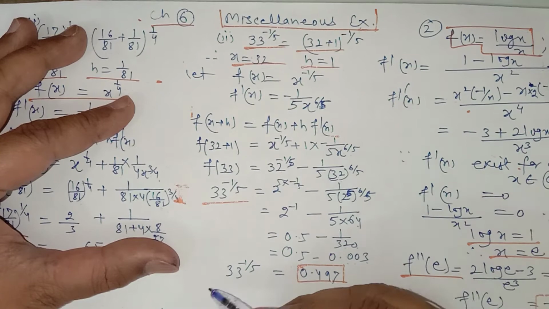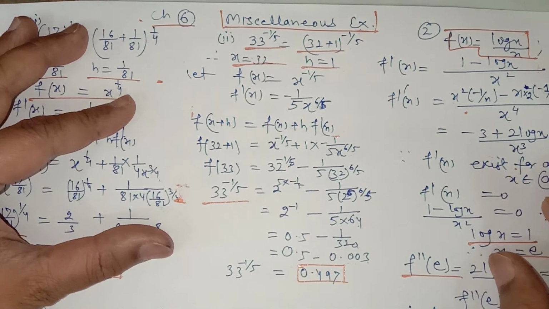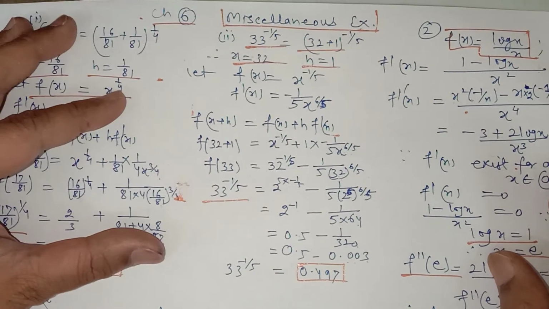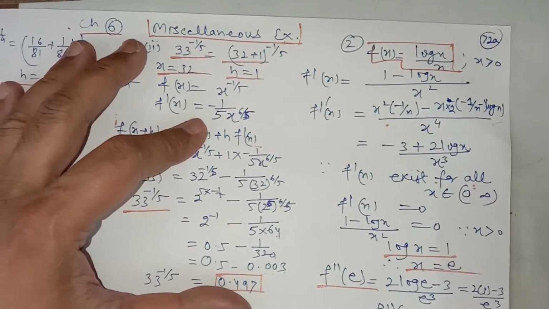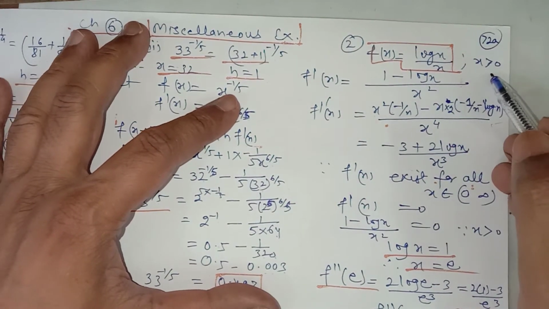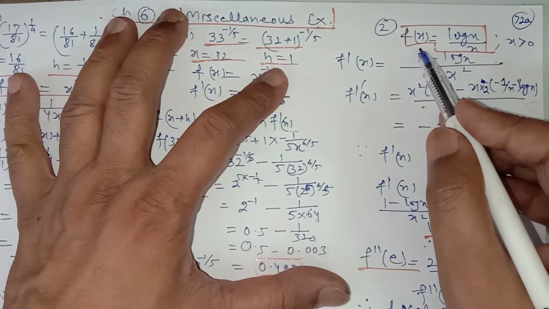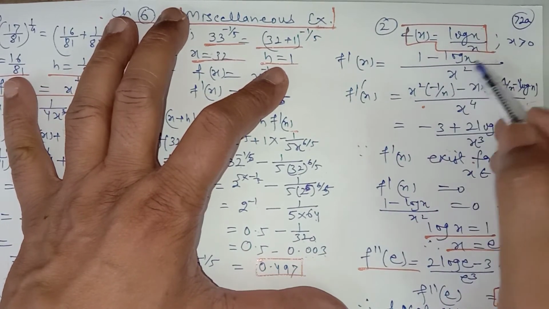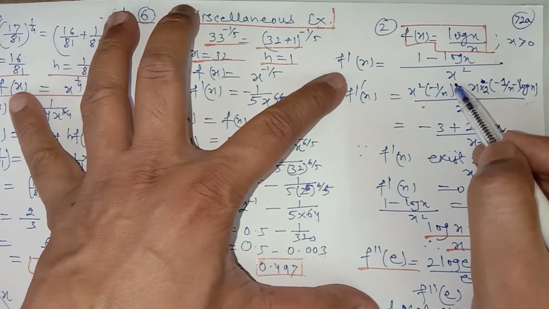You'll get the approximate value of 33 raised to the power minus 1 upon 5. Now in question number 2, you have to find the maximum value of this function when the value of x is greater than 0. So as usual, find the derivative of this function by using the quotient rule. So 1 minus log x upon x square you will get by using the quotient rule.